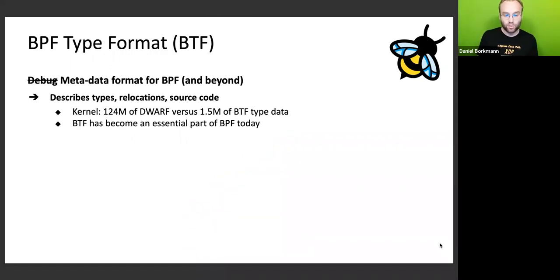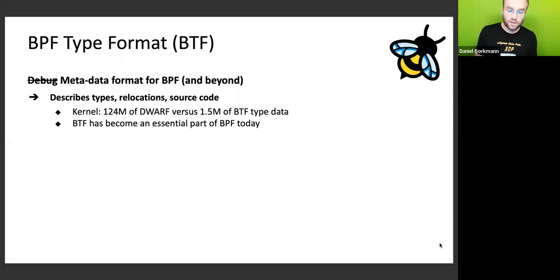Now coming to BPF type format, or BTF. You shouldn't regard it as a debugging format, but rather as a metadata format for BPF, which could also be used beyond that. It describes types, relocations, and also source code. If you look at it from a kernel point of view, if you compile the kernel with debug data, it has roughly 124 megabytes, as measured in one of the cases. With BTF, it's a much more efficient data format where you can store type data, and it can shrink down, in this case, to only 1.5 megabytes.